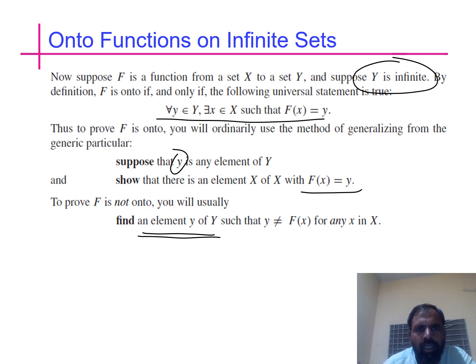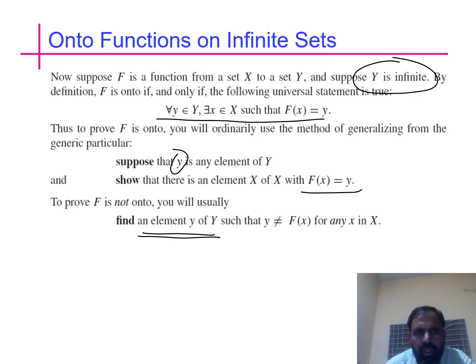If we discuss onto functions on infinite sets, suppose f is a function from a set X to a set Y, and suppose Y is infinite. By definition, f is onto if and only if the following universal statement is true: for all y belongs to Y, there exists x belongs to X such that f of x is equal to y. Thus, to prove f is onto, you will ordinarily use the method of generalizing from the generic particular. Suppose that y is an element of Y and show that there is an element x of X with f of x equal to y.